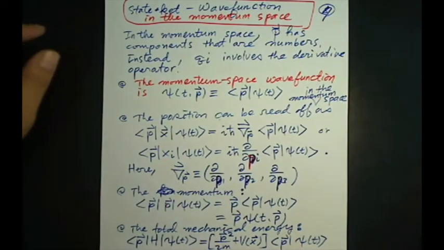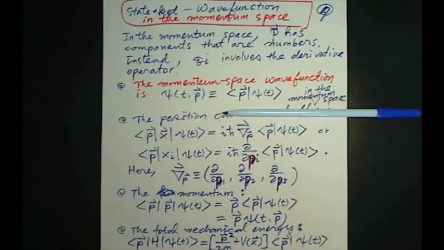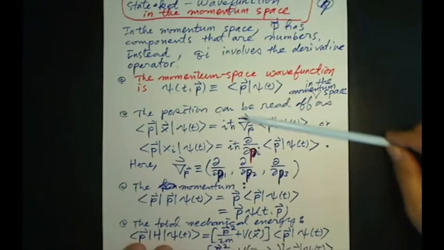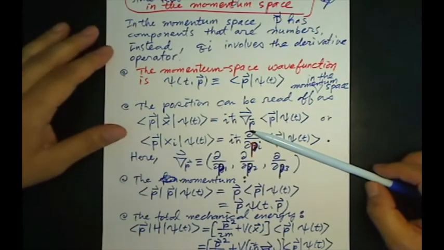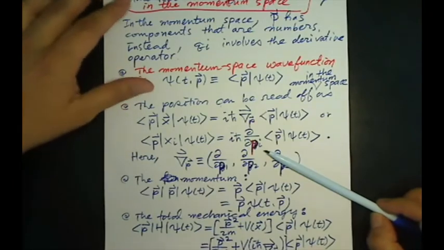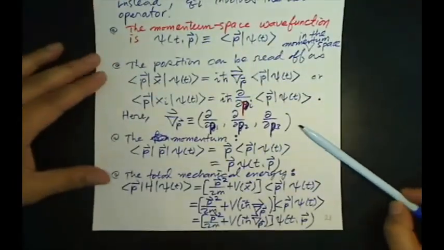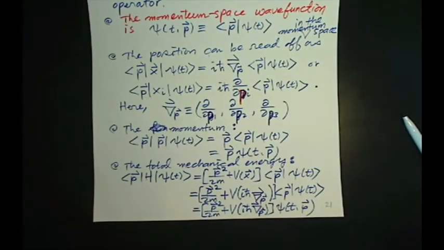The momentum space wave function is expressed this way. What we have done is just to replace the x ket with the p ket, that is a momentum eigenstate. The position can be read off with the derivative operator with respect to the momentum, and each component can be read off in such a way. Now, this del operator is not the derivative with respect to the coordinate. Instead, it is the derivative with respect to the momentum.